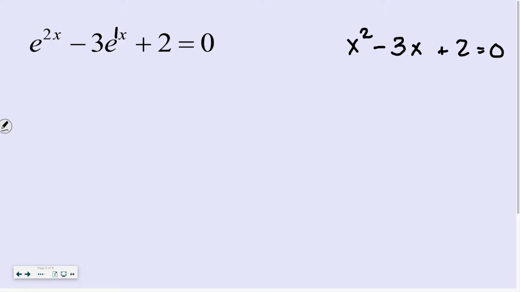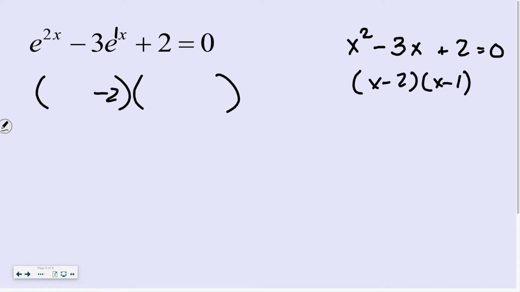Can you factor x squared minus 3x plus 2? What would be your two factors? Negative 2, negative 1: x minus 2, x minus 1. Okay. So if I can factor this one, x minus 2, x minus 1, then over here, I know that I have to have a minus 2 and a minus 1. That's going to get me this negative 3 for my middle term. What are the first terms? e to the x. e to the x minus 2, e to the x minus 1.